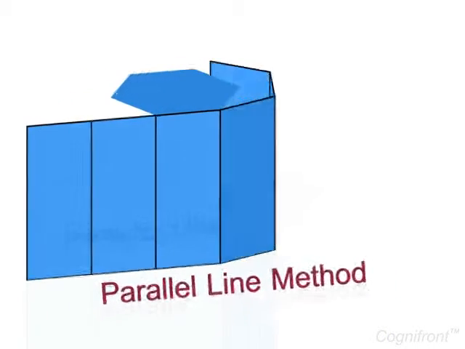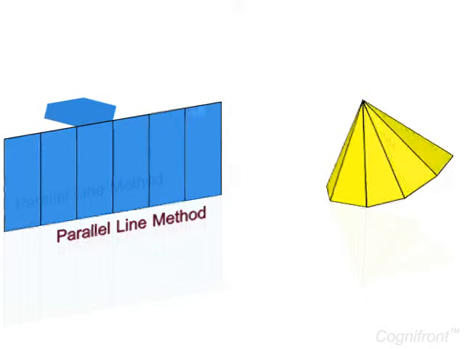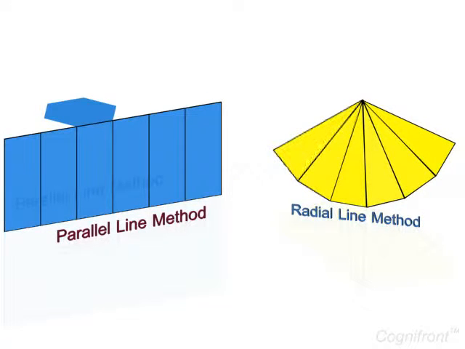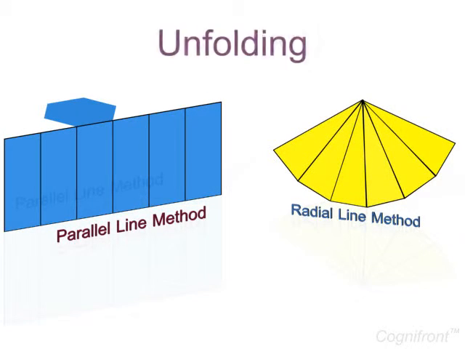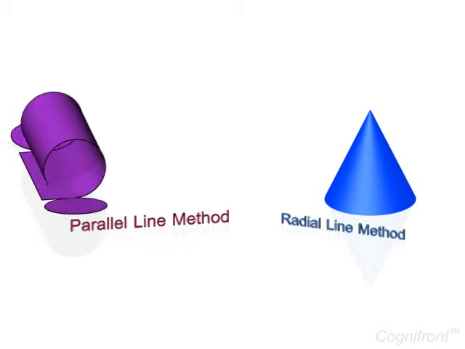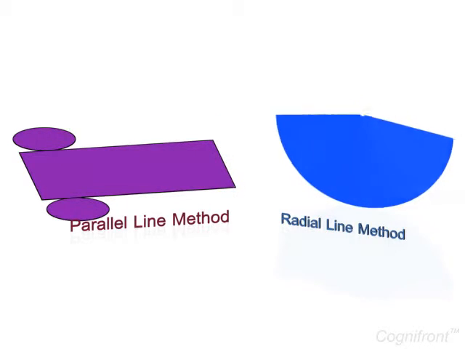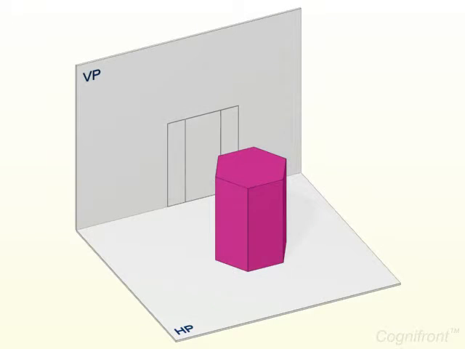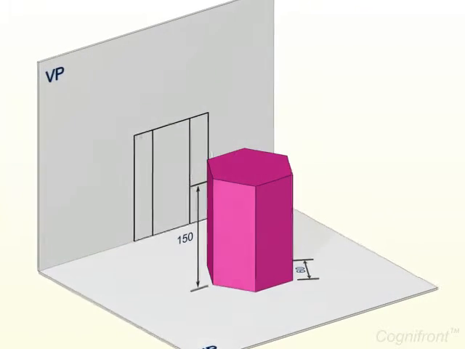Normally, in case of prisms, pyramids, and similar objects, the development of surfaces involves opening out the sides on a planar surface, while in the case of cylinders, cones, and similar objects, it involves rolling out the surfaces. So let's describe the development of a prism.